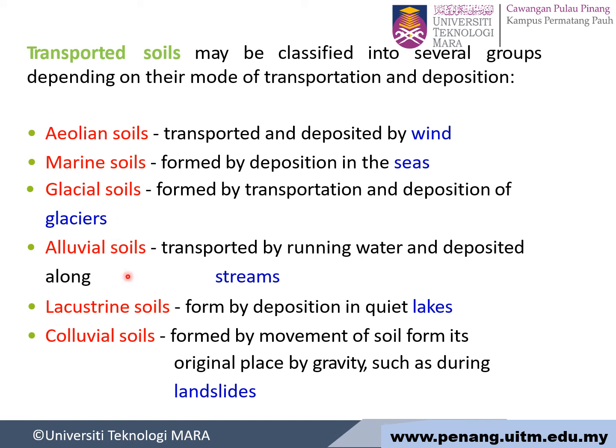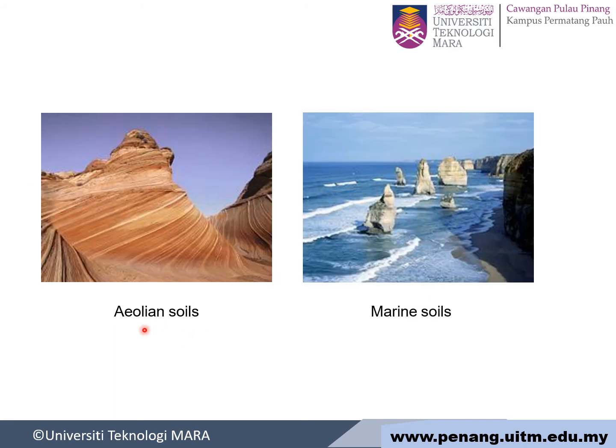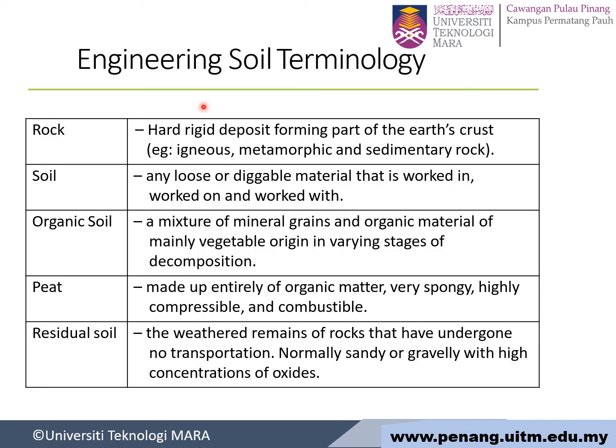Okay, this is an example of transported soil groups. We have aeolian soil, marine soil, glacial soil, alluvial soil, lacustrine soil, and colluvial soil. So you may refer here to the definition of each type of soil. This is an example of aeolian soil. This one is marine soil. Alright, this one is engineering soil terminology.